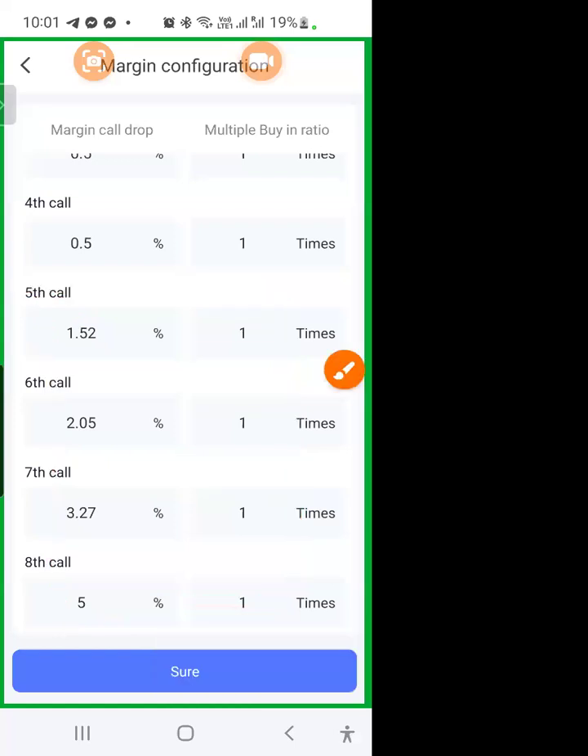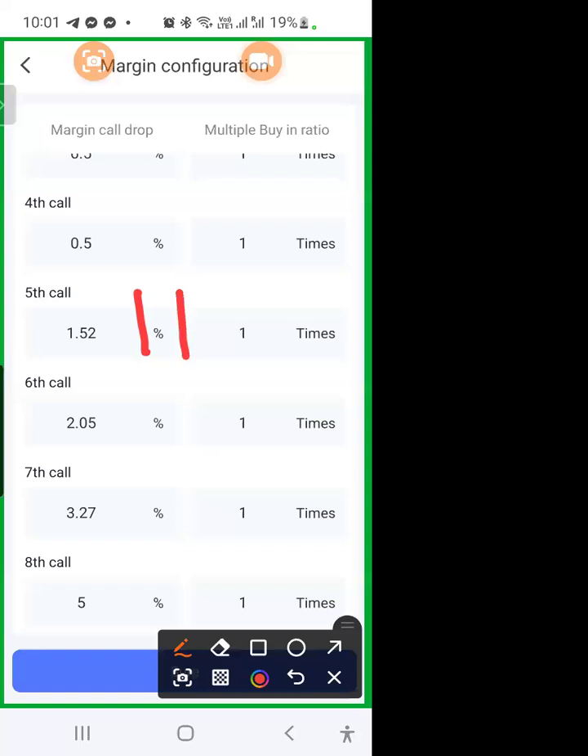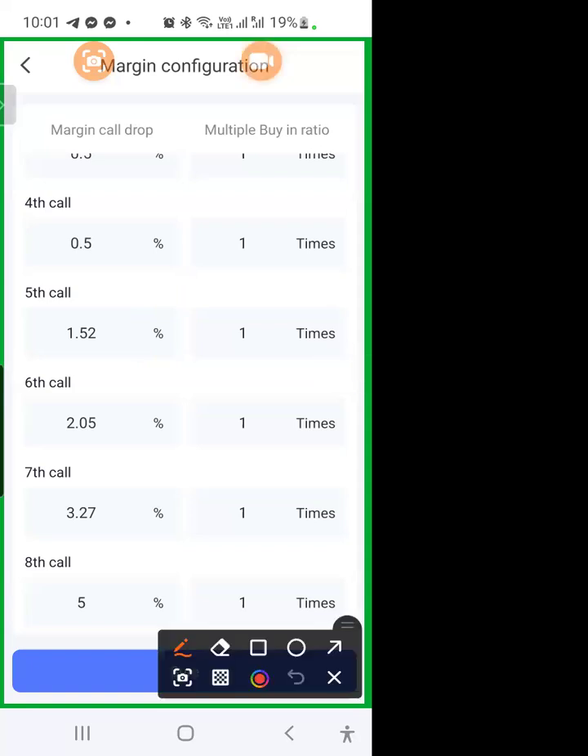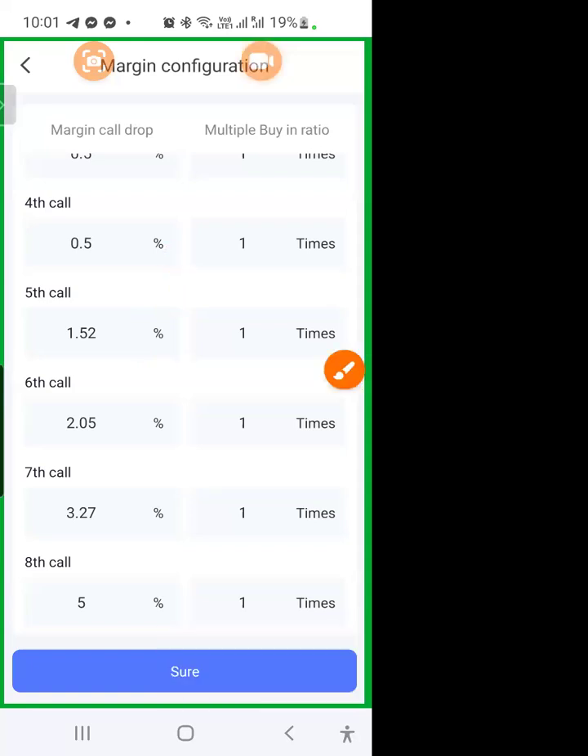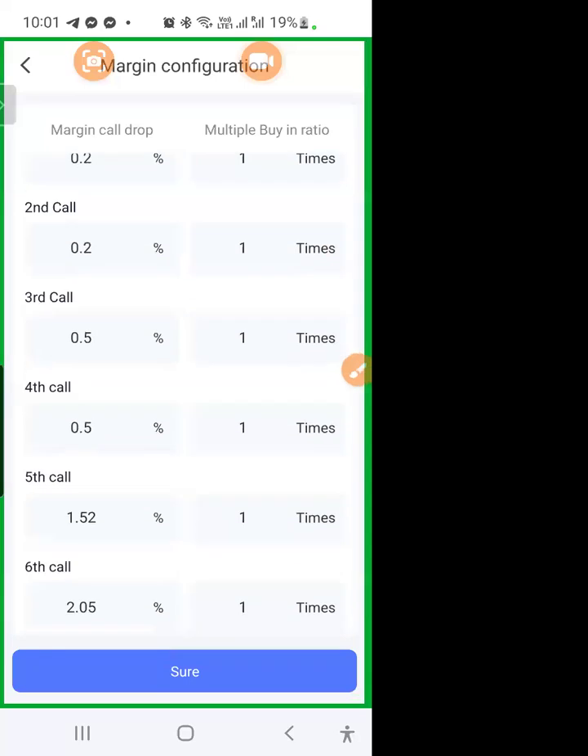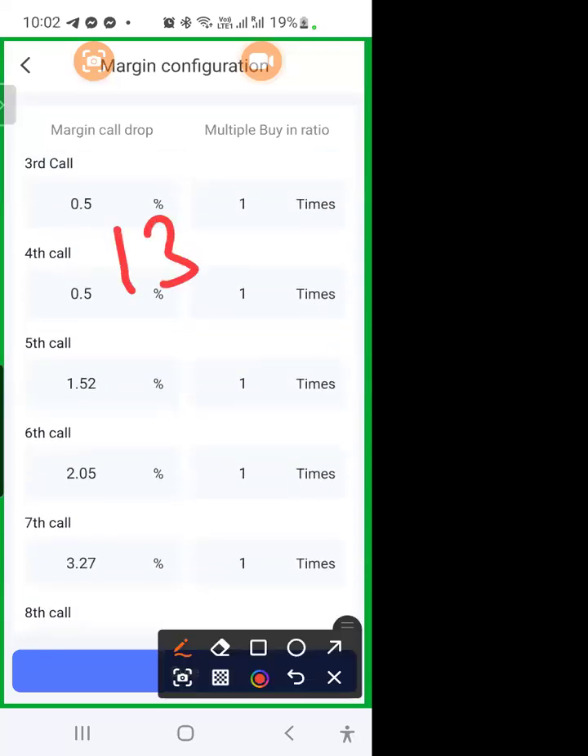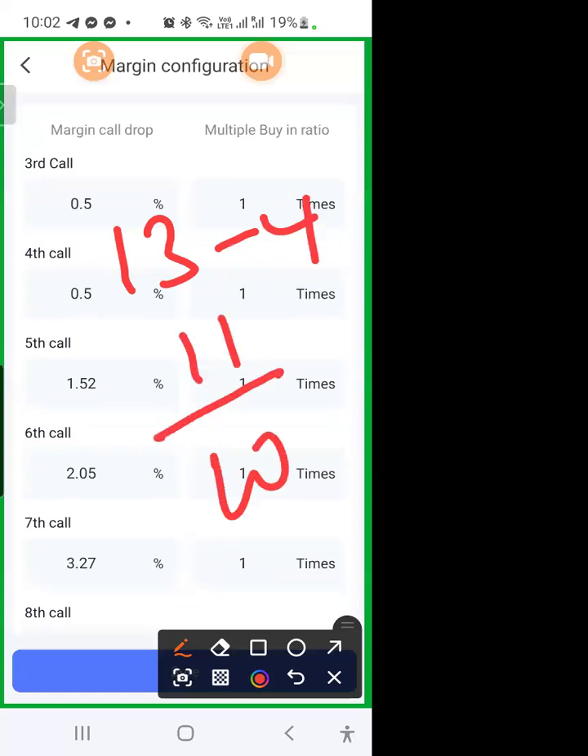Remember, we say that these ones, they are 11, but you need to know how much you are going to put at each one. The drop was a 10% drop. Take 11. No, it's like this. They are 13 margin calls minus 4. It is 11. Take 11, divide it by 10.